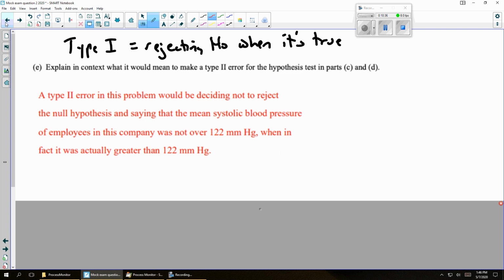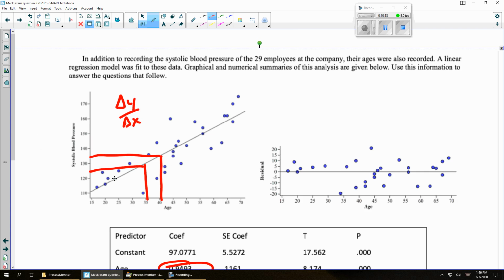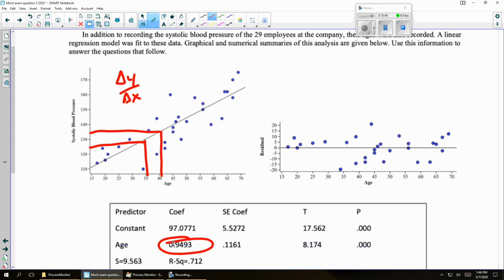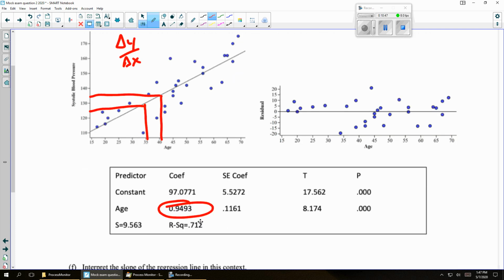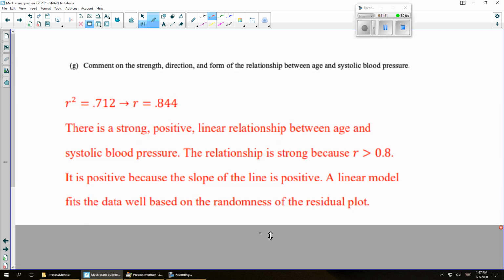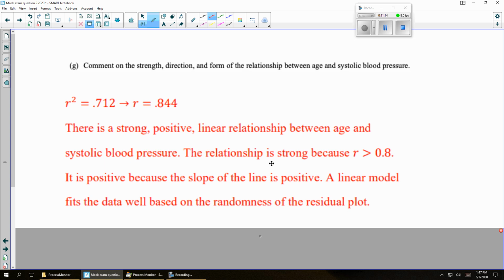Okay. Looking at this graph, it looks linear. It's positive. It's also positive because my slope was positive. And the strength is related to this 0.712. I could, in fact, square root that if I wanted to. And either way, I'm getting the idea that the line is moderately strong. If I square root that, it's about 0.84. So it's a moderately strong, positive, linear relationship between these two variables.